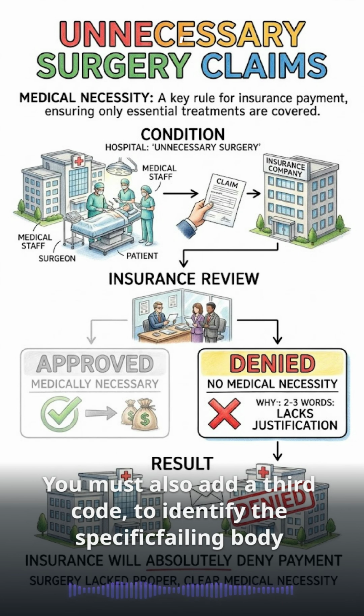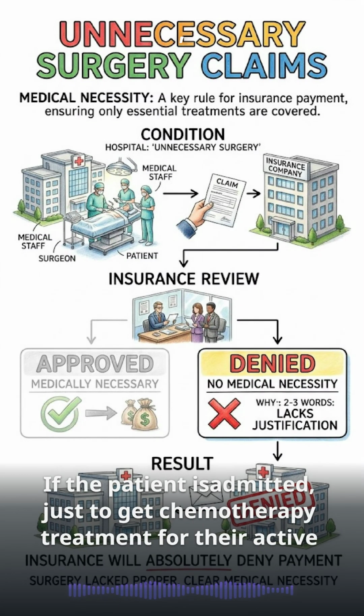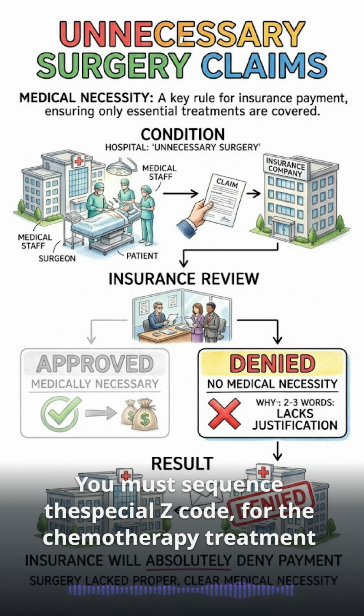Now we will discuss neoplasms, which is the medical word for growing cancer tumors. Coding for cancer is very tricky, because you must know the exact treatment reason. If the patient is admitted just to get chemotherapy treatment for their active cancer, you must sequence the special Z code for the chemotherapy treatment first. The active cancer diagnosis code is always sequenced second in this specific medical situation.